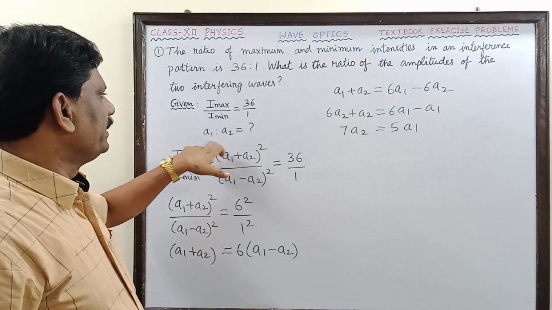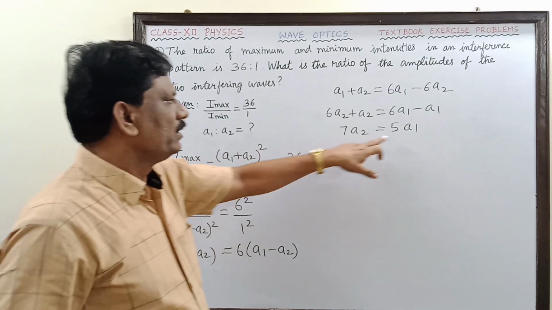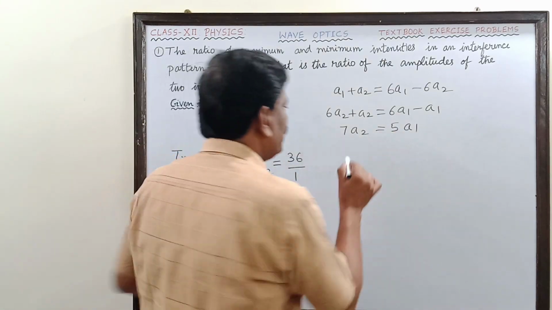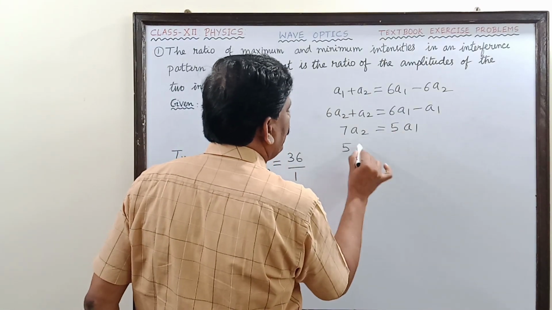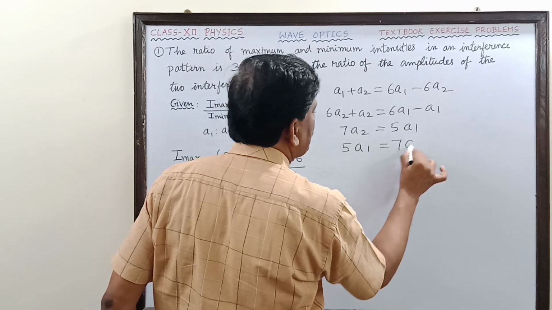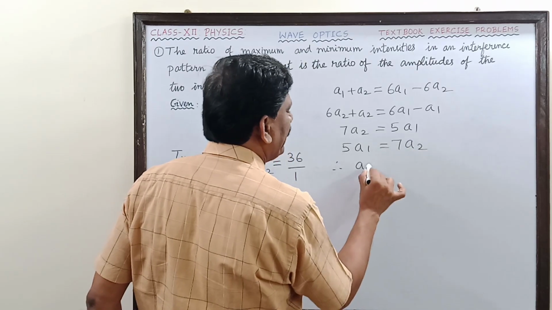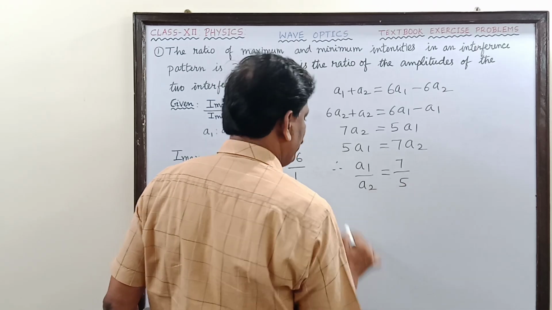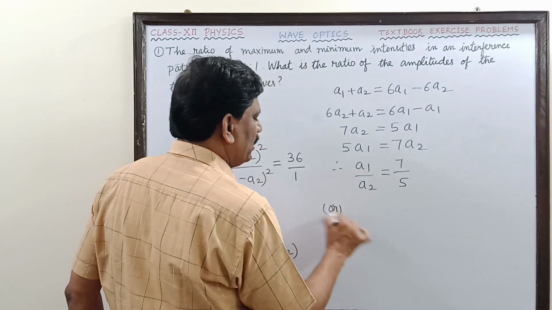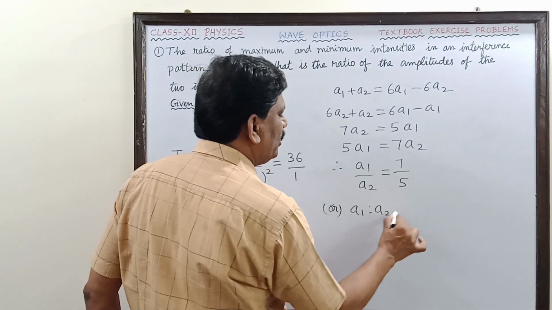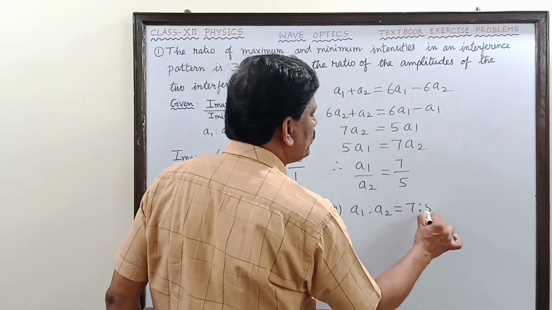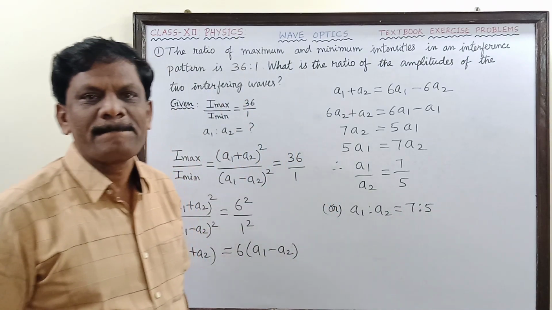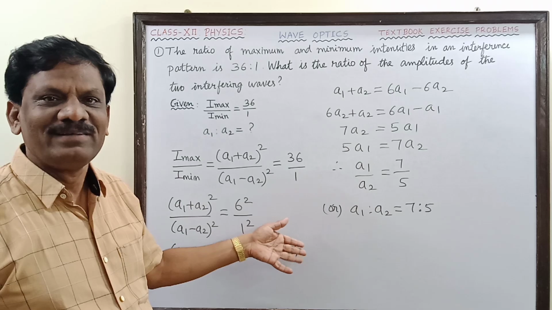Now what is asked here is A1 is to A2. So A1 divided by A2. So 5A1 is equal to 7A2. Therefore A1 by A2 is equal to 7 by 5, or the ratio A1 is to A2 is equal to 7:5. That is the answer. I hope you must have understood well.